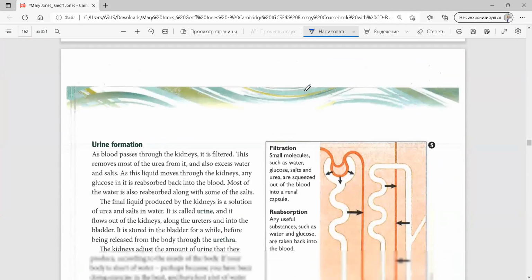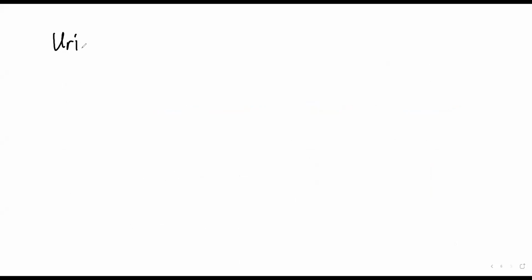So this was, guys, the anatomical information, because anatomy is related to structure, so I gave information only about structures. Now I'm going to the physiology, which means functions, how this process occurs. Urine formation is our next part of the lesson.